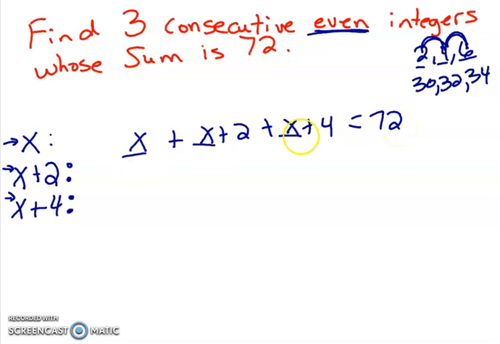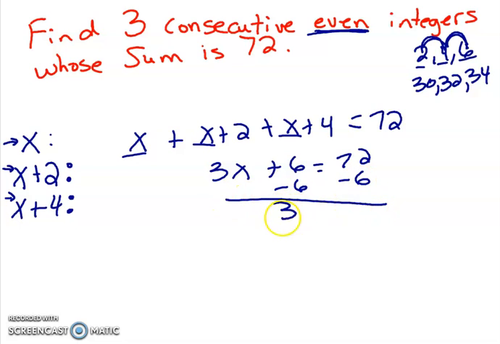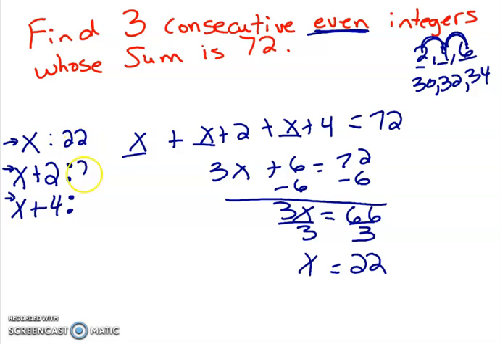And then you can combine like terms. Minus 6. Divide both sides by 3. So x equals 22. So if x equals 22, then this is 24, this is 26. And those are my 3 consecutive integers.